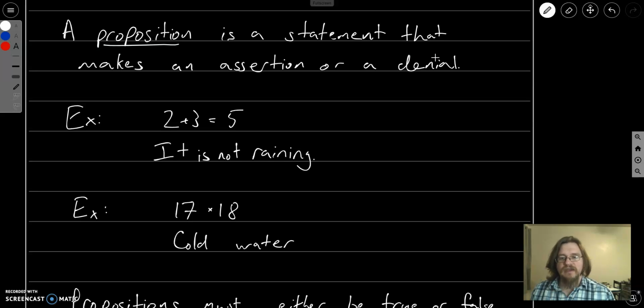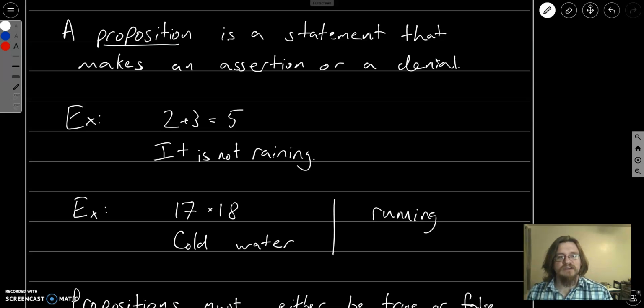We have to be a little bit careful because, for instance, right here, if I said 17 times 18, I'm not really making an assertion. I'm just saying take these two numbers and multiply them together. I'm not making a denial. This is not a proposition. Neither is something like cold water, or if I just wrote something like running. I'm not saying anything, really. I'm not making a statement that you could refute or prove.